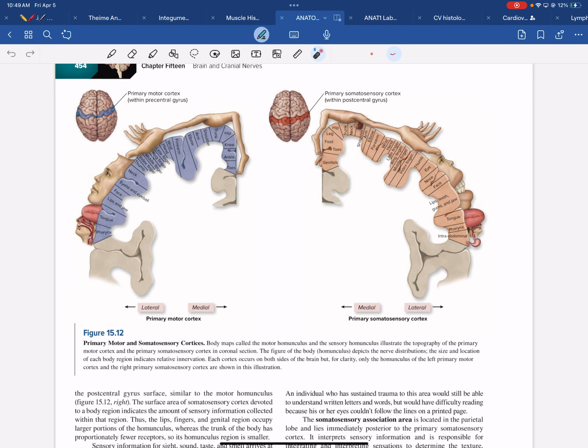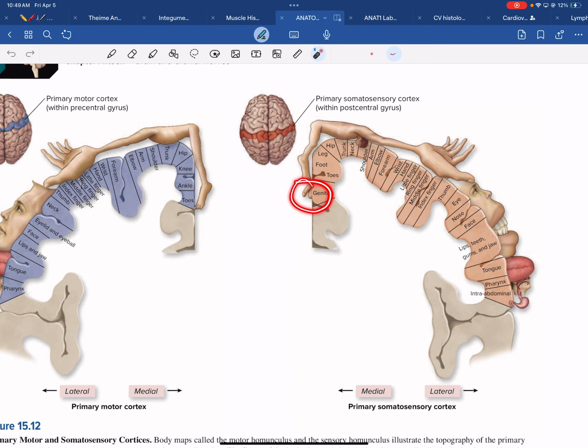It does look kind of creepy, but I'm happy they didn't draw genitals, because on the sensory one they did. Did they draw it too? It's right there. Let's find it. Oh, they did draw it, okay. They did, they did. Never mind. It's right here. There.